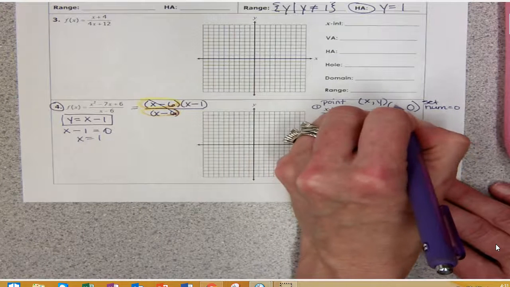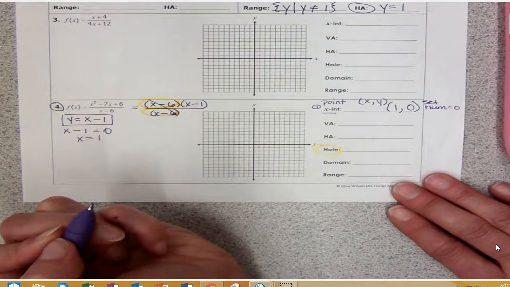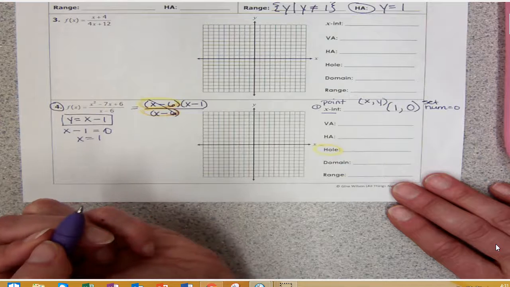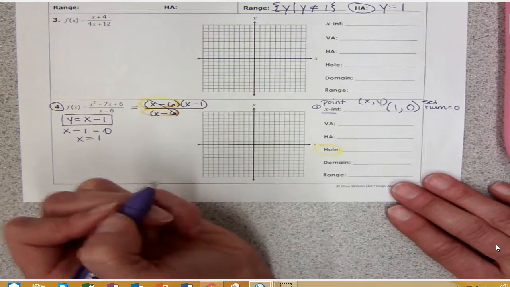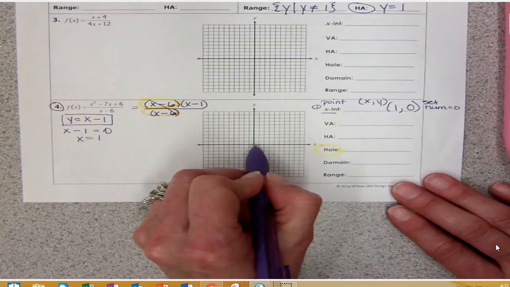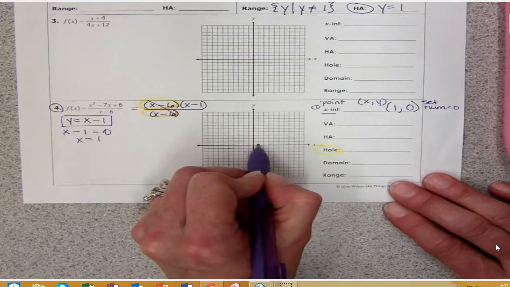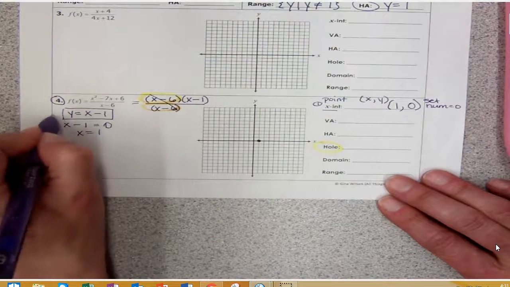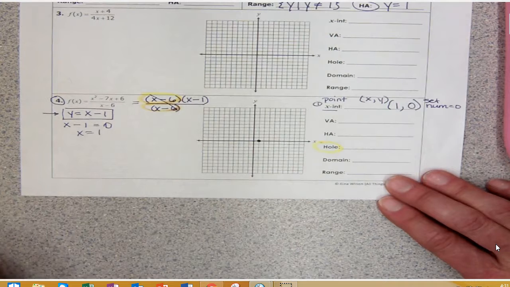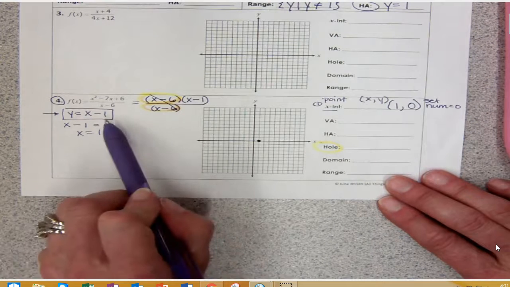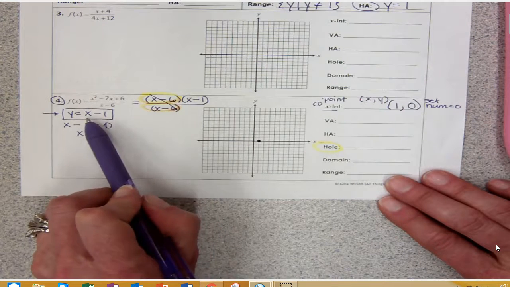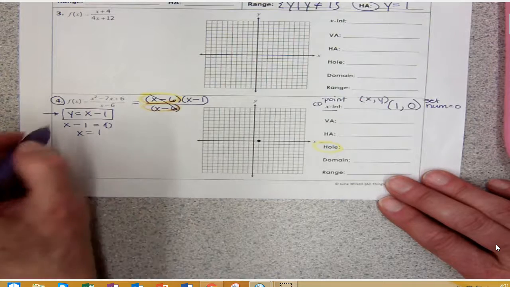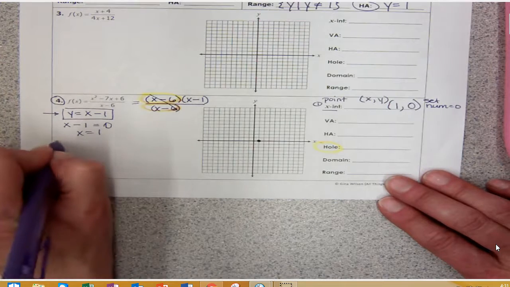So 1 is my x-intercept. So I can go ahead and plot that: 1, 0. Now, if you happen to notice the fact that this is going to be a line, you could probably graph that: this would be your y-intercept and you've got a slope of 1. That's way back in Algebra 1. But let's just go ahead and go on.